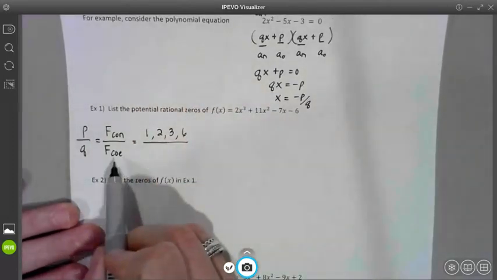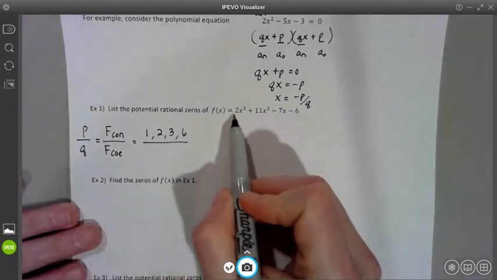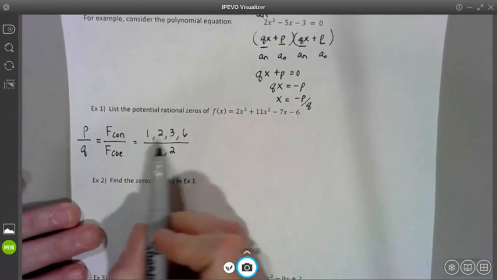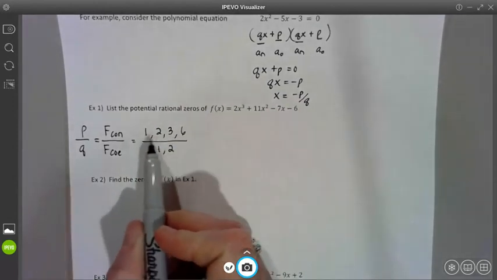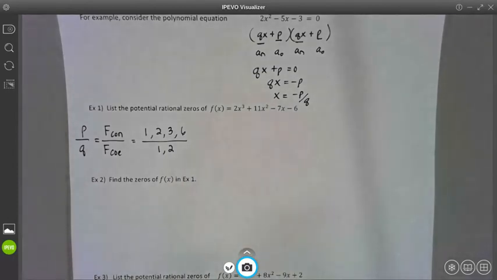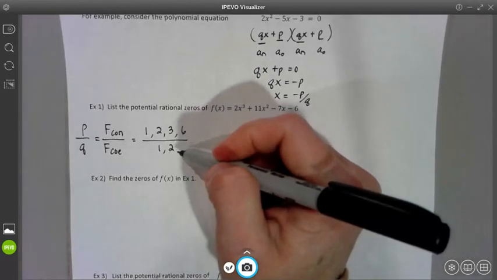And then factors of the leading coefficient. Who's the leading coefficient? 2. So what are factors of 2? 1 and 2. Now, it doesn't matter what order you list them in. I have a little bit of OCD, and sometimes I like to list them from least to greatest, but it doesn't matter. Okay, so now we're going to start compiling a list of possible zeros using these factors, okay?